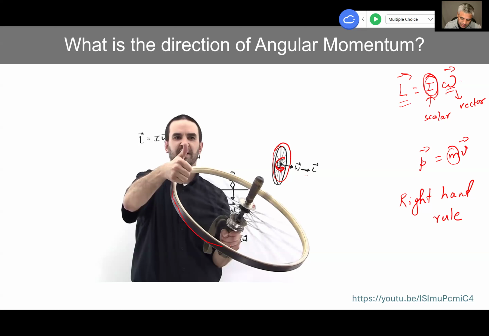So this is spinning this way. When you curl your forefinger, you start by stretching your hand like this. And when you curl in that direction, what happens? See, the thumb and the fingers have to be at 90 degrees. So you curl the fingers and then the thumb points in the direction of angular velocity or angular momentum. So that's what it is saying.